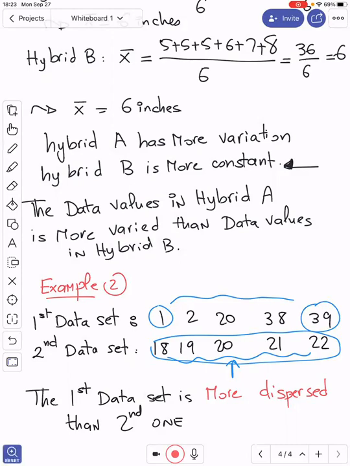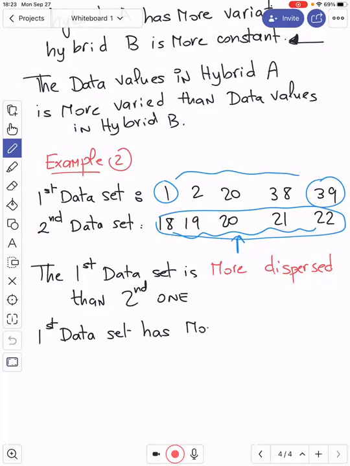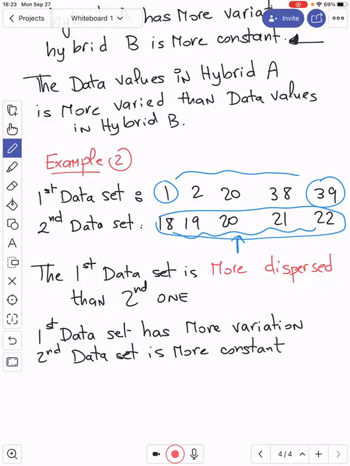So let me just write down what I just said. First data set has more variation. The second is more constant, in the sense that the numbers or values are close, not that far from each other.